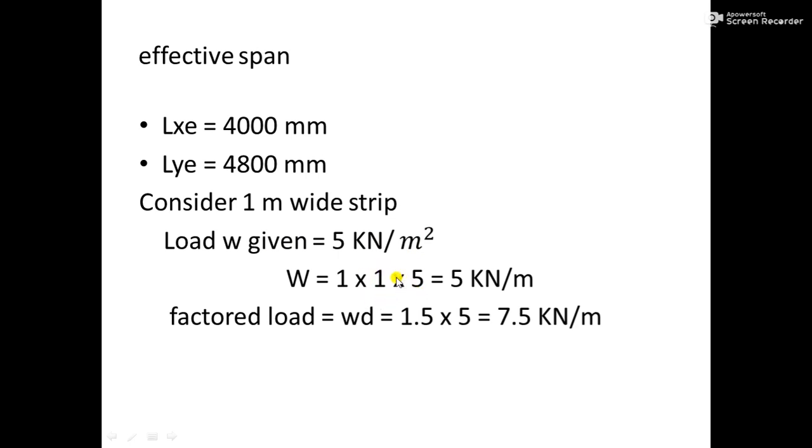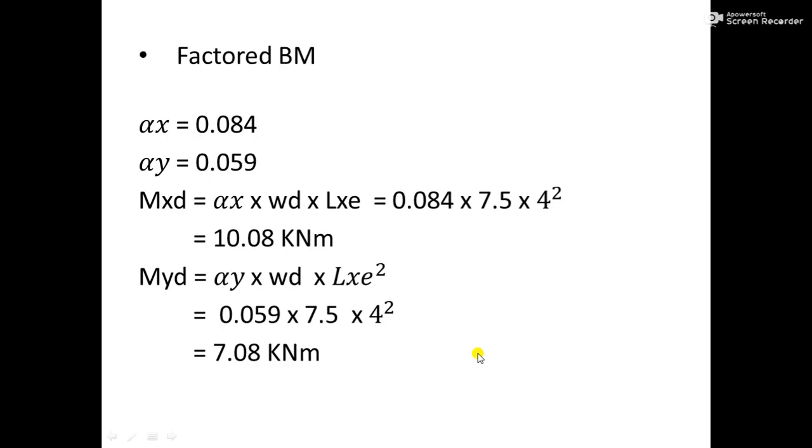This is 1 meter width, and considering 1 meter length of the slab, we can consider the total load acting on the slab as 5 kilonewton per meter. Therefore factored load, that is using factor of safety 1.5 into 5, that is 7.5 kilonewton per meter.